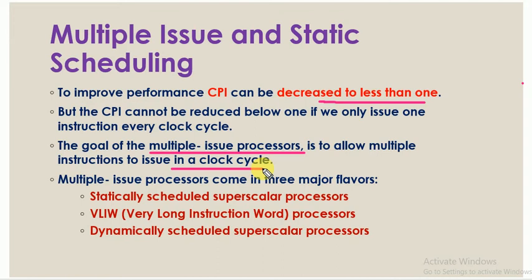Now multiple issue processors come in 3 major categories. One is statically scheduled superscalar processors. Second is very long instruction word processors. And third one is dynamically scheduled superscalar processors. So the first and third ones are superscalar processors. One is statically scheduled and the other is dynamically scheduled. And the middle one is the very long instruction word processor.